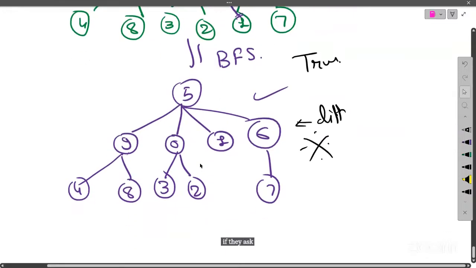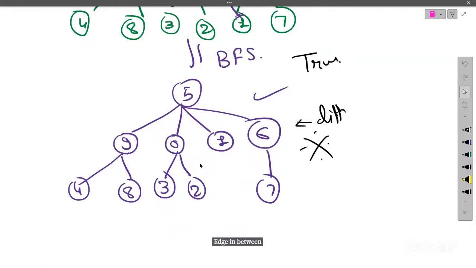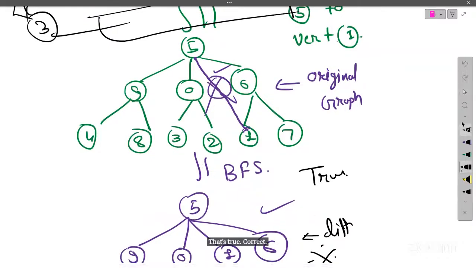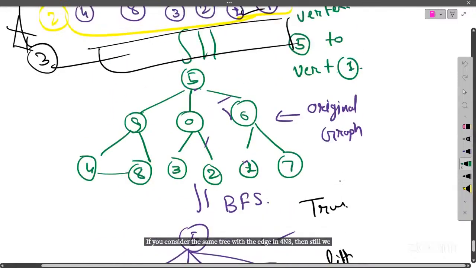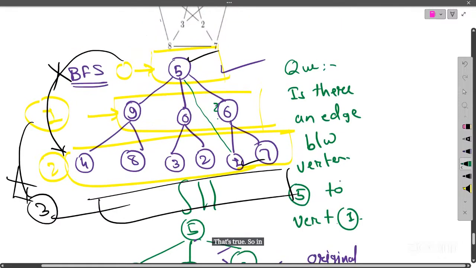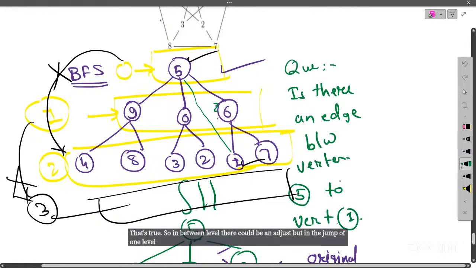If we ask whether there is an edge between 4 and 8, how do we find out? Correct, that will be fine. Yes, because if you consider the same tree with the edge between 4 and 8, then we still get the same BFS tree. That's true. So within the same level there could be edges, but with a jump of one level, there won't be edges.